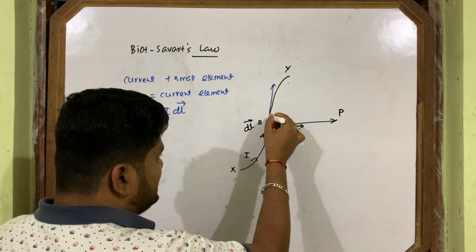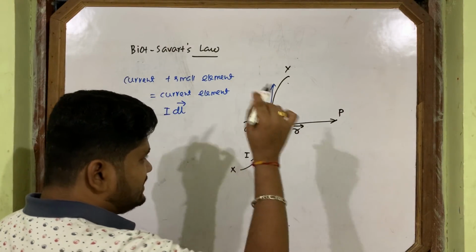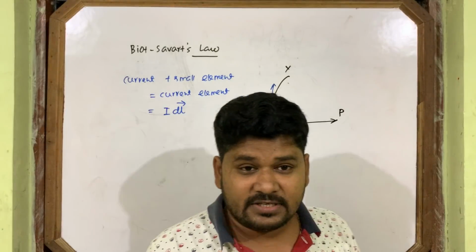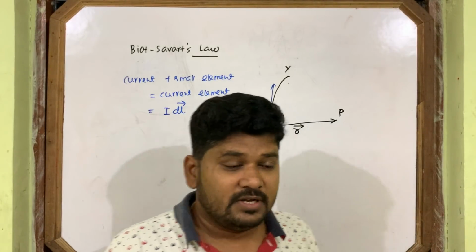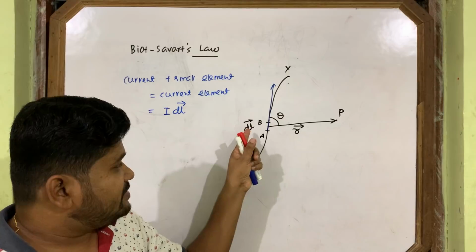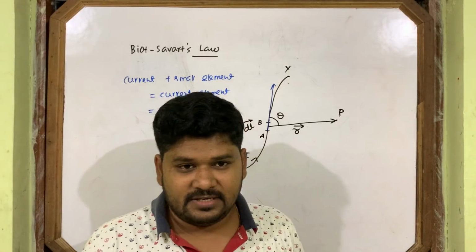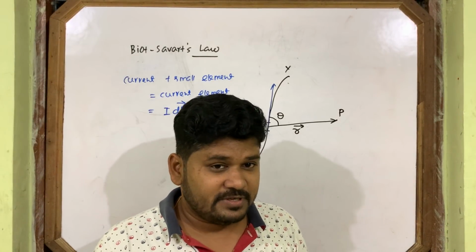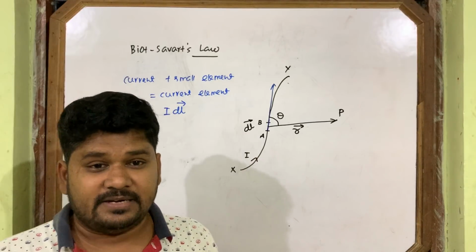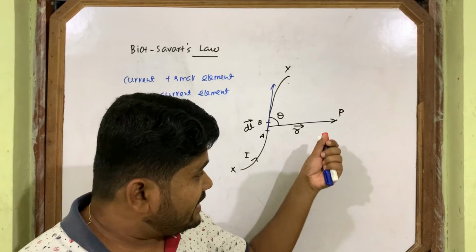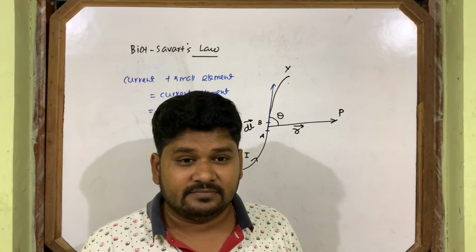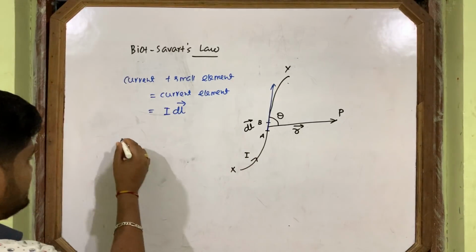Between dl and r, one angle is made, that is theta. That is also important. Here theta has a big role. Theta is the angle between dl vector and r vector. r vector is the position vector. But according to Biot Savart, the magnetic field at point P depends on which factors, you see.